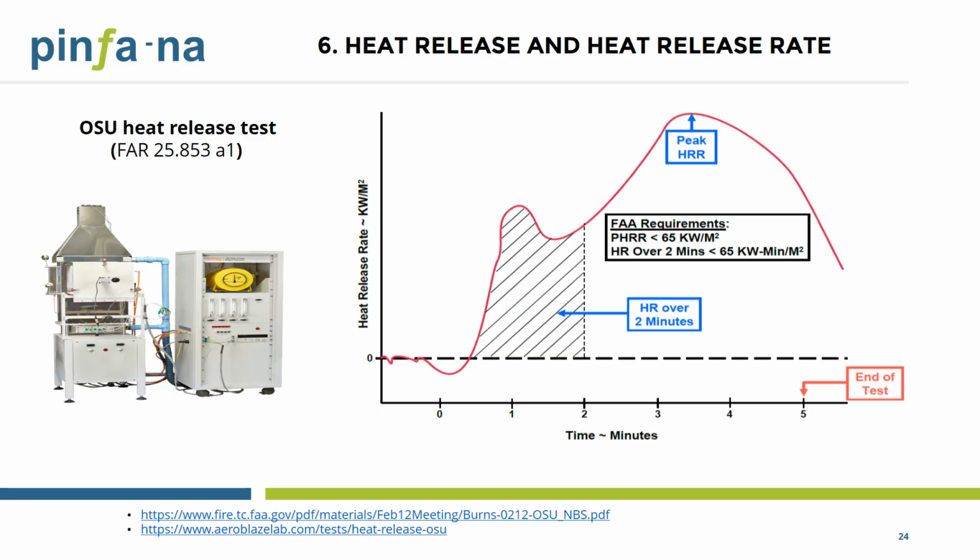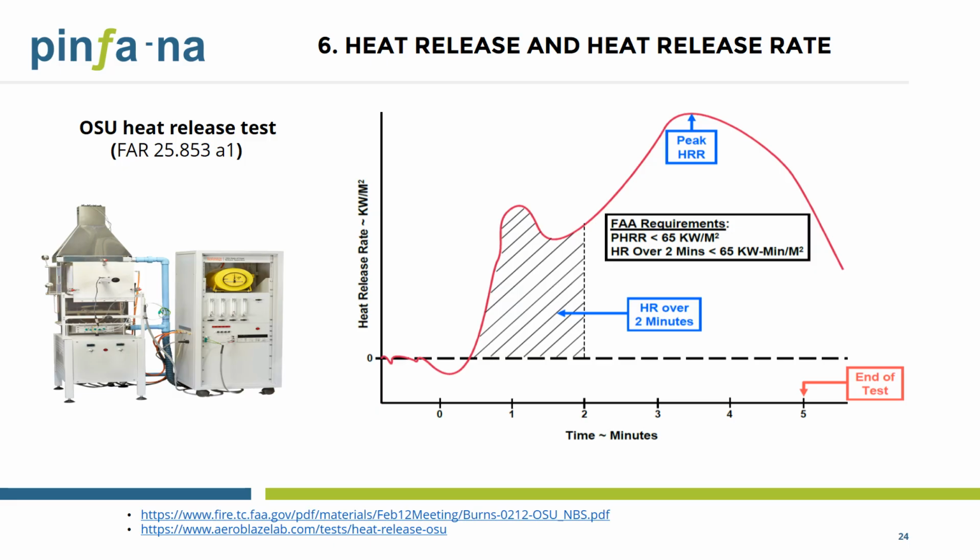A sample of 6-inch by 6-inch size is vertically mounted in the OSU test chamber and ignited using the radiant heat panel and 2 pilot flames, and the heat release rate of the test material is continuously monitored for 5 minutes. An example result chart of the OSU heat release test is shown on the right.